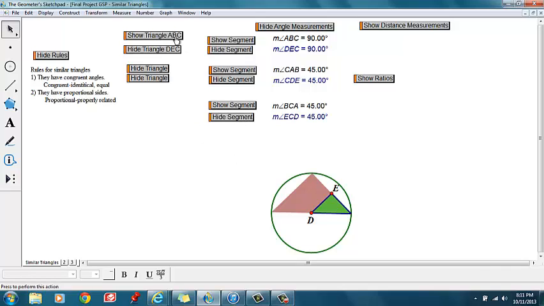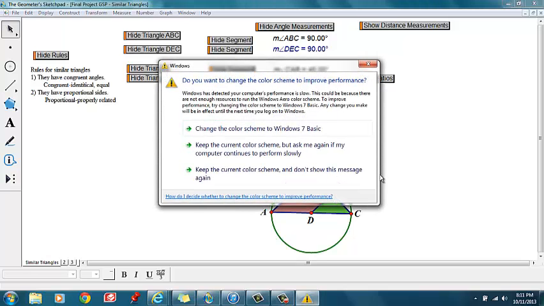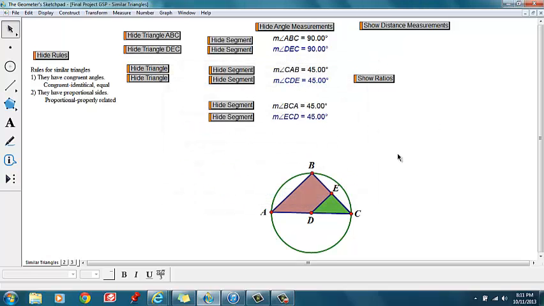So are our angles congruent? Yes, because angle ABC corresponds to angle DEC, and they're both 90 degrees. Angle CAB corresponds to angle CDE, and they're 45 degrees, as is angle BCA and angle ECD. So the first rule is correct. The angles are congruent. Let's move on to the second rule.